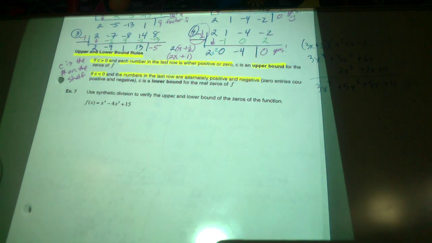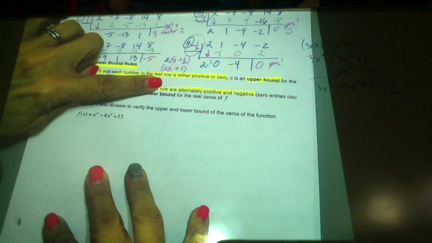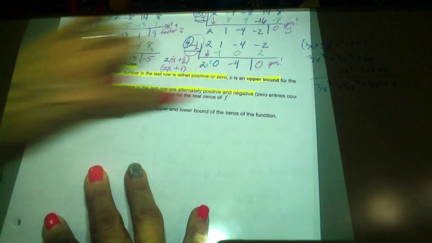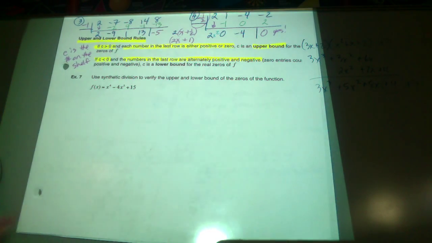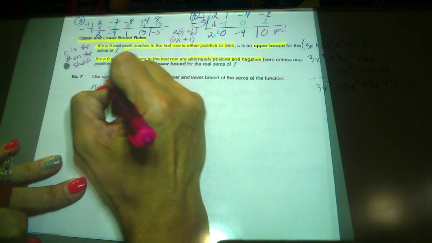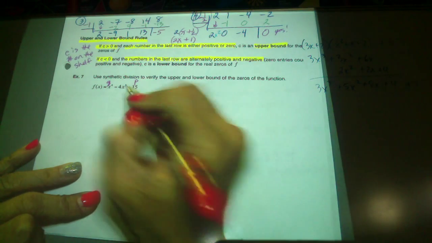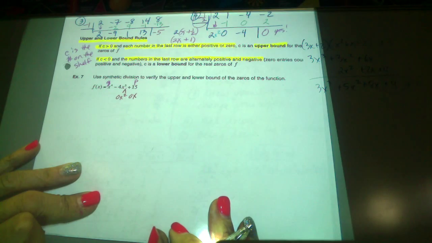So all I'm looking for are positive possible factors that give me positives and zeros in the bottom row, or negative things that I'm dividing through that are going to give me alternating positive numbers. So let's look at this one. My P is 15. My Q is the 1, because that's in descending order. Am I missing any terms? Yes. I'm missing a 0x squared and a 0x, correct? I have to account for that eventually.